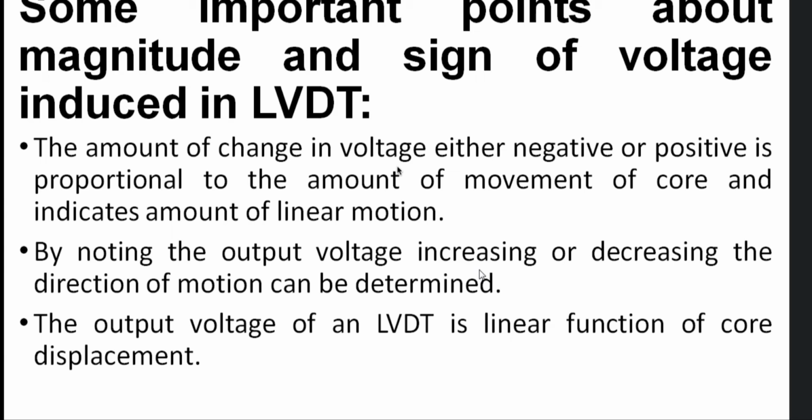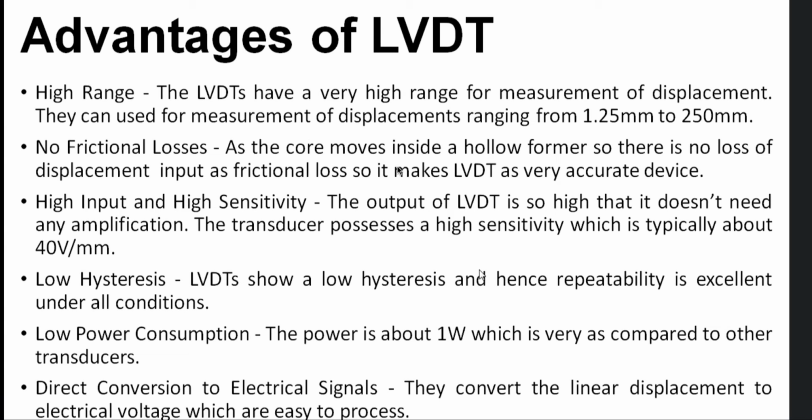By noting whether the output voltage is increasing or decreasing, the direction of motion can be determined. The output voltage of an LVDT is a linear function of core displacement. Next we will see the advantages of LVDT. The first advantage is high range. LVDTs have a very high range of measurement of displacement, from 1.25 millimeter to 250 millimeter.